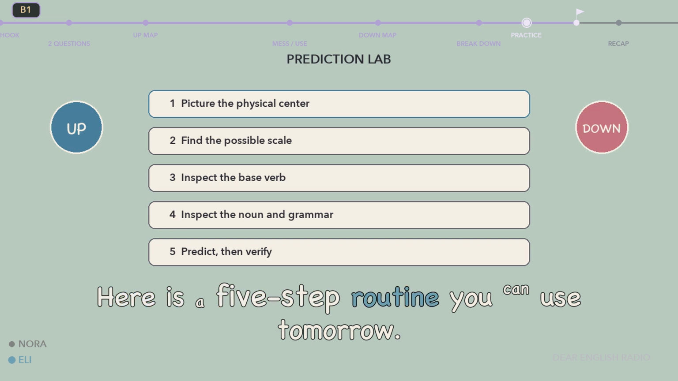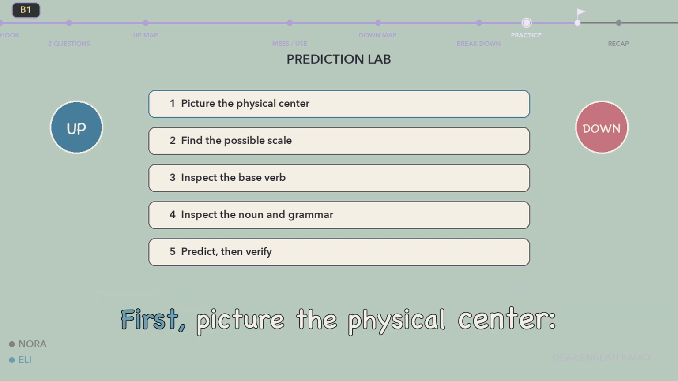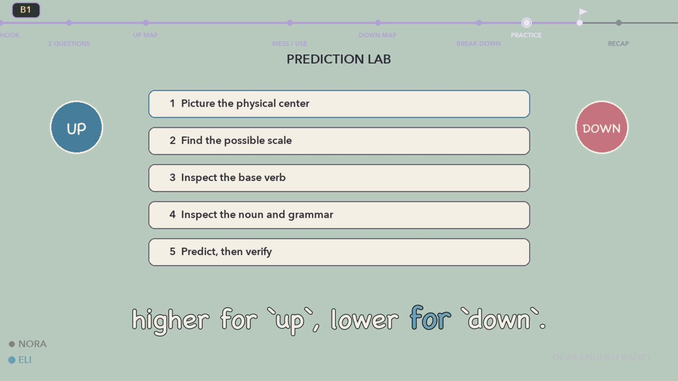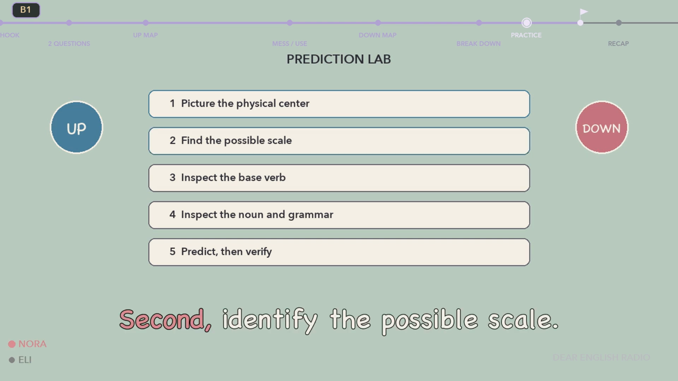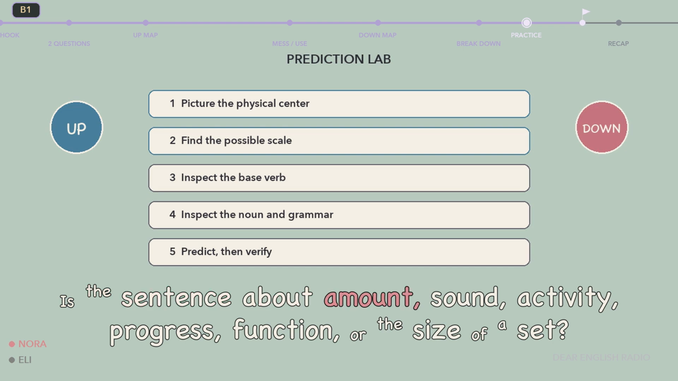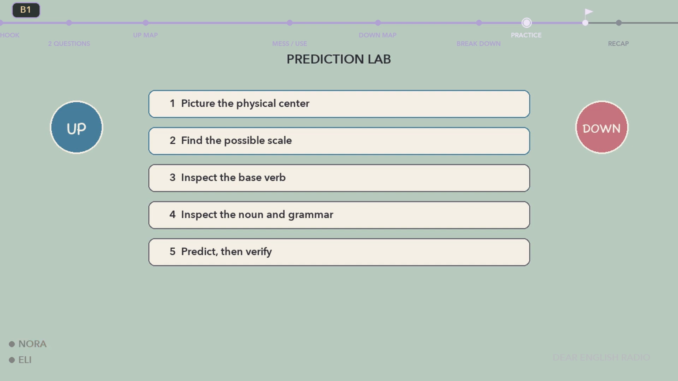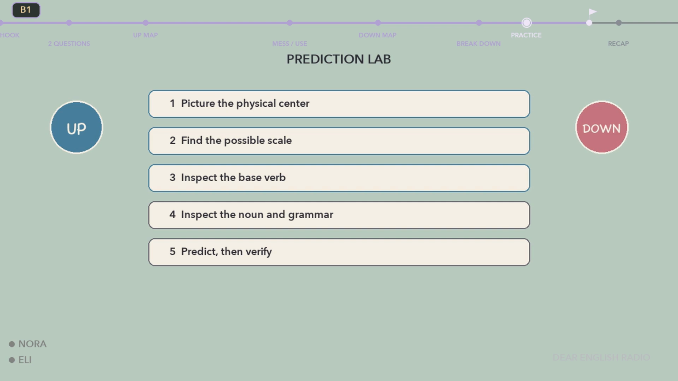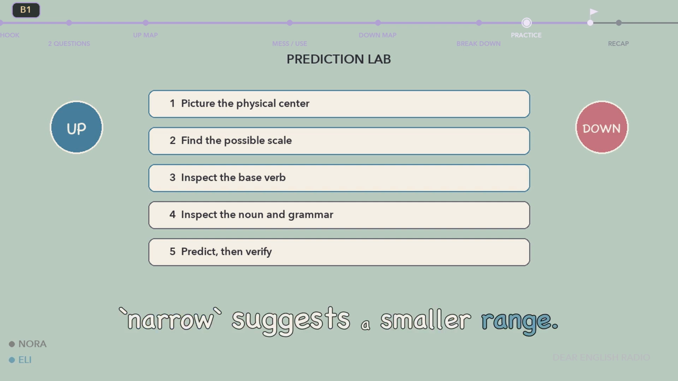Here is a 5-step routine you can use tomorrow. First, picture the physical center. Higher for up, lower for down. Second, identify the possible scale. Is the sentence about amount, sound, activity, progress, function, or the size of a set? Third, inspect the base verb. Clean suggests order. Mess suggests disorder. Break can suggest lost integrity or division. Narrow suggests a smaller range.